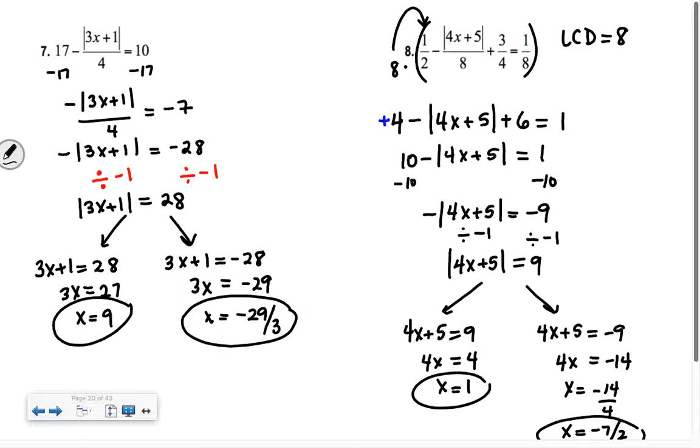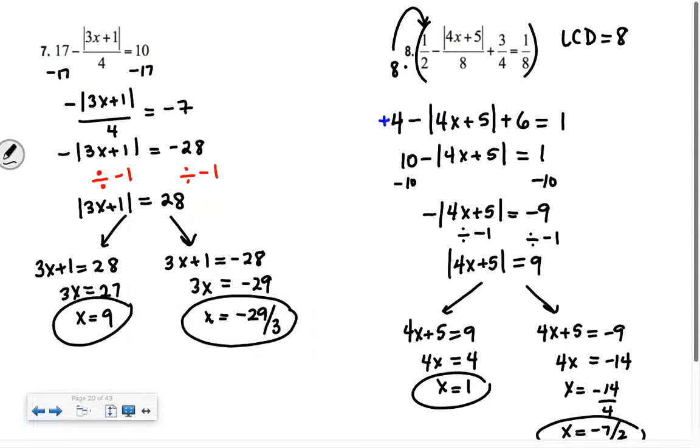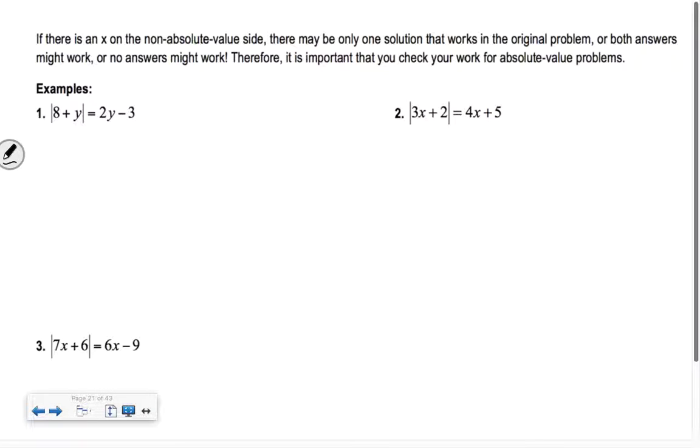So those were equations. So let's talk about some equations where maybe it's a little bit different. So maybe we have variables on both sides of the equation. Okay, so these were all where we had just a number, right? When we isolated, it was like absolute value equals a number. These are going to be a little bit different. So it says if there's an x on the non-absolute value side, there may be only one solution that works in the original problem, or both work, or no answers work. Okay, so that means that we're going to have to check our solutions to see if it makes it true or false.